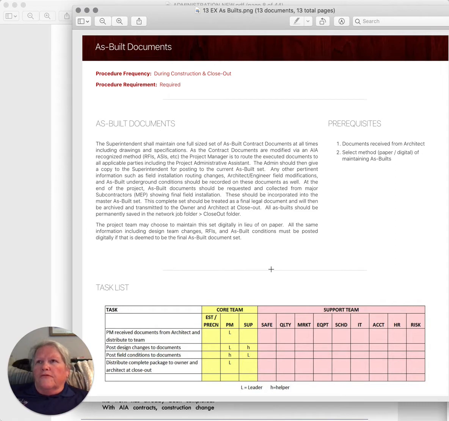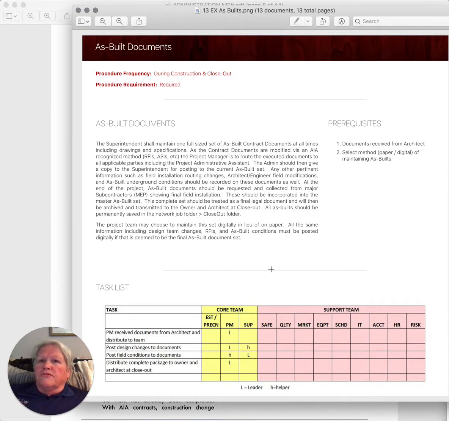It's very important for the superintendent to document on a set of plans exactly what was constructed if it is different than what the original design called for. Now, granted, you have RFIs and ASIs to demonstrate that, and change orders, but the owner at the end of the job generally has a facilities group that needs to manage that project going forward.